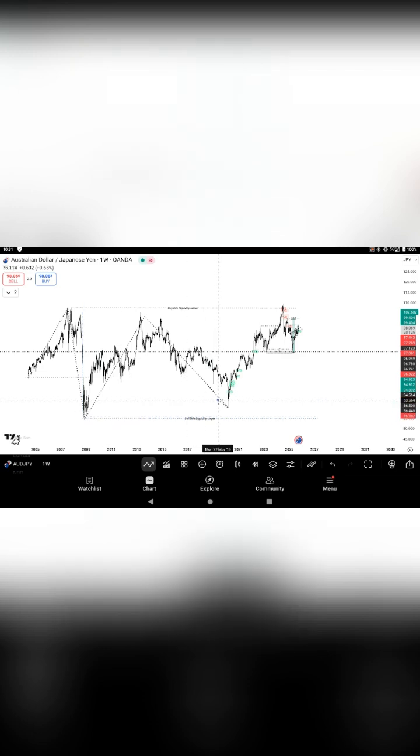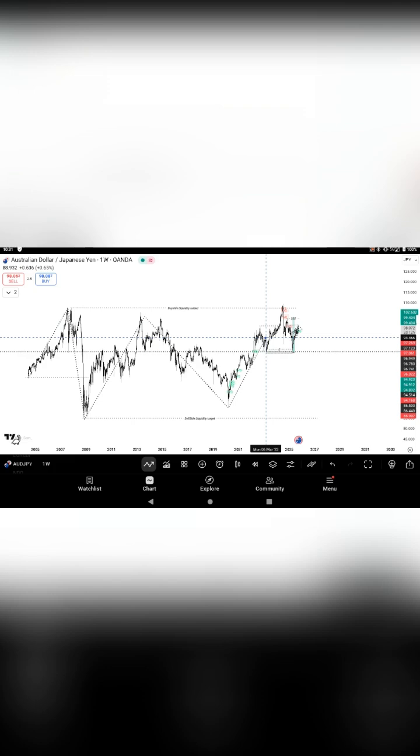Okay, this low that is created here failed to take out this last low. So what it means is that this high will be targeted. And that was what happened. So you can see this pullback and price going ahead to take out all these highs. Okay, price went ahead to take out all these highs.